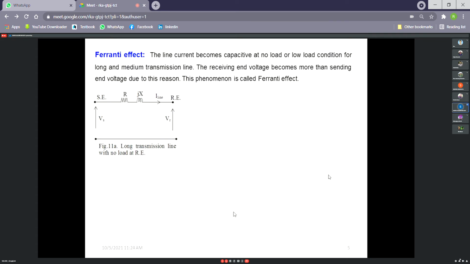Now, what is the Ferranti effect? All these I am telling you only for recapitulation. You have learned all these things in this running semester. Still, you know that when the line current is capacitive, or at no load, the receiving end voltage becomes more than the sending end voltage. When we transmit power through a transmission line, we supply voltage at the sending end, and for that reason we get some voltage at the receiving end, and we connect the load.